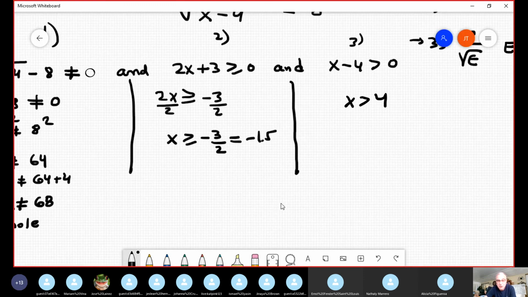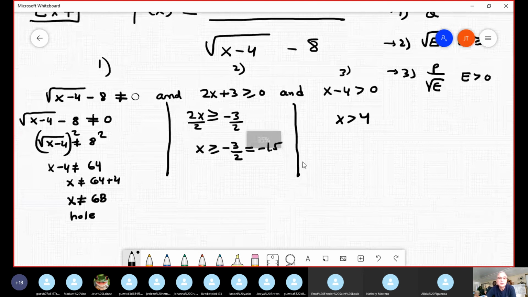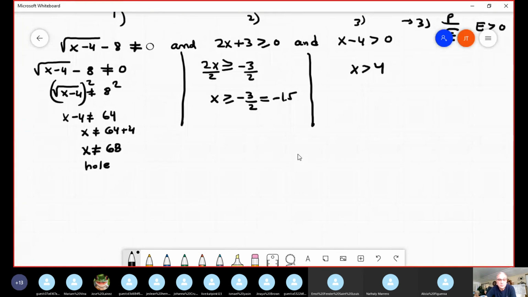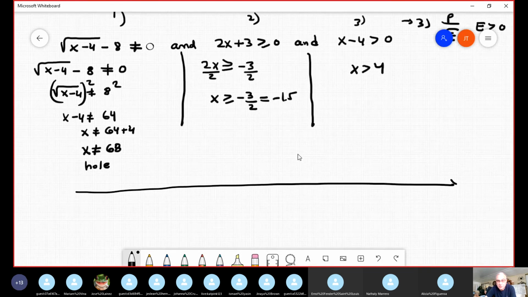Okay, put everything together on the number line. This is my famous real number line. The first restriction, this is 0, I suppose. The first restriction is at 68.